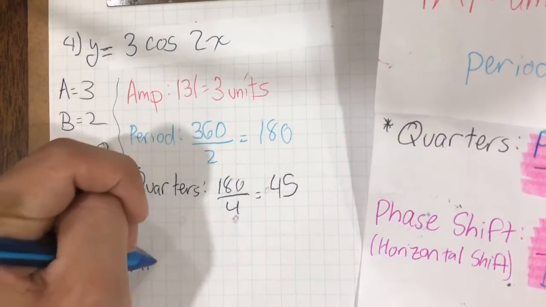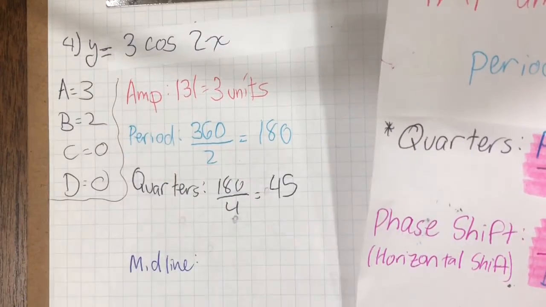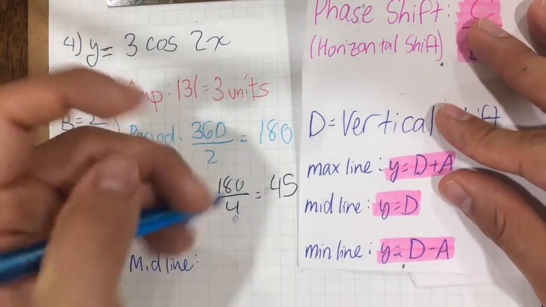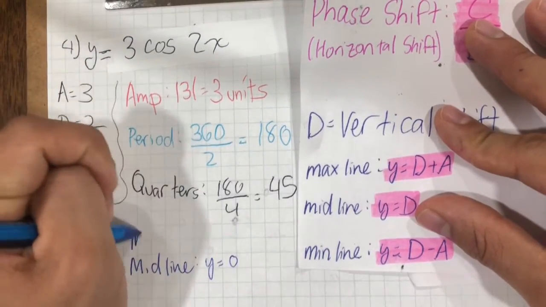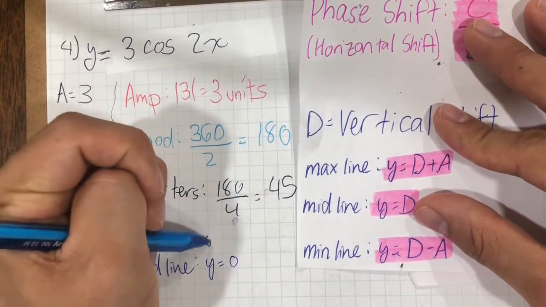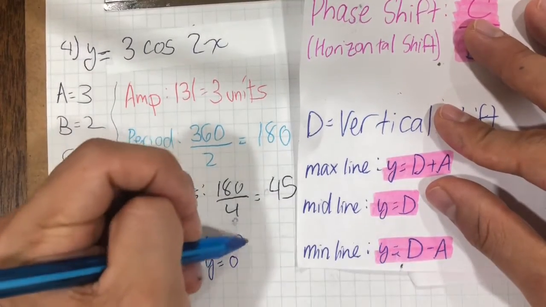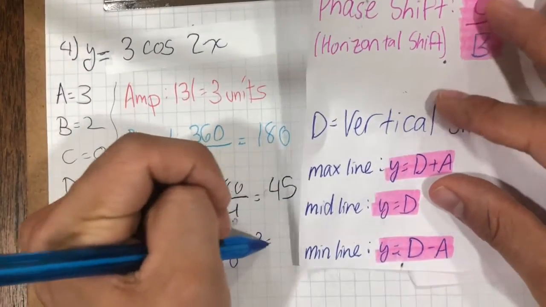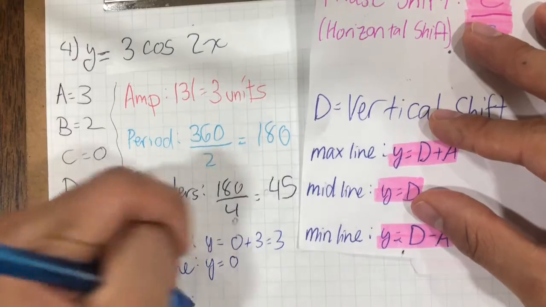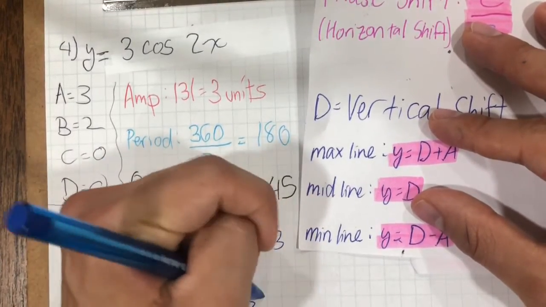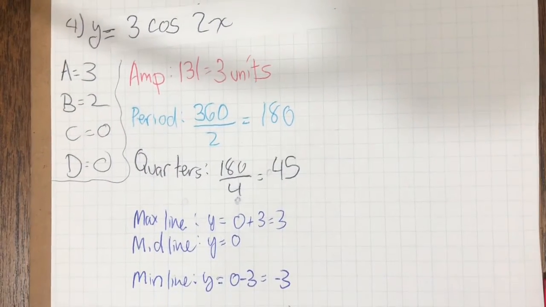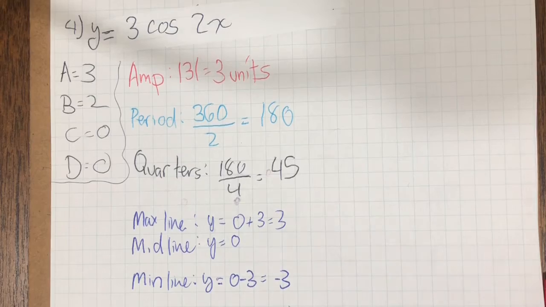So I have the midline. For the midline, we have y equals d, and the number for d is 0, so y equals 0. Then I have my max line. For the max line, I have y equals my number for d, which is 0, plus my number for a, which is 3. So that's going to give me 3. And for my min line, I have y equals 0 minus 3, and then I get negative 3. All right, so those are all my lines. So I'm going to go ahead and make the graph.